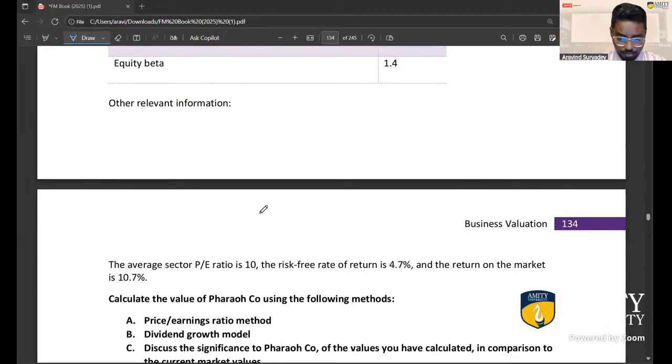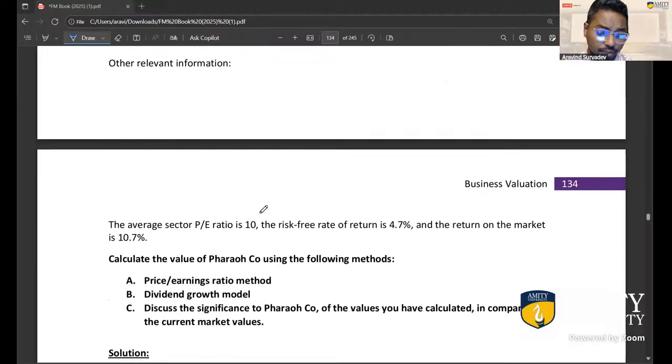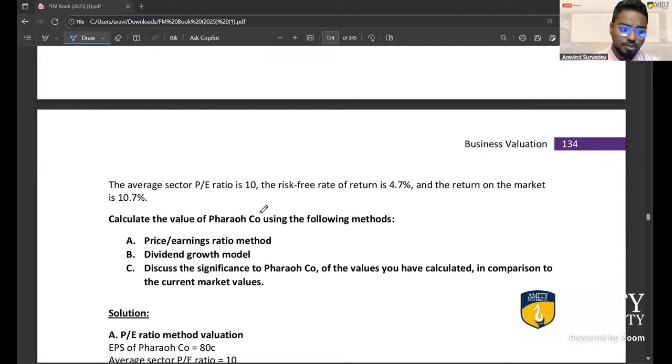The average sector PE ratio is 10. The risk-free rate of return is 4.7%, and the return on the market is 10.7%. Now, calculate the value of Faro Company using the following methods: price to earnings ratio and the dividend growth model. Discuss the significance to Faro Company of the values you have calculated in comparison to the current market values. Cool, let's check this out.